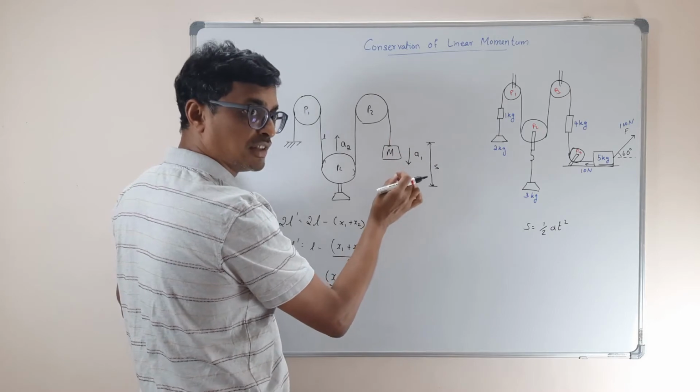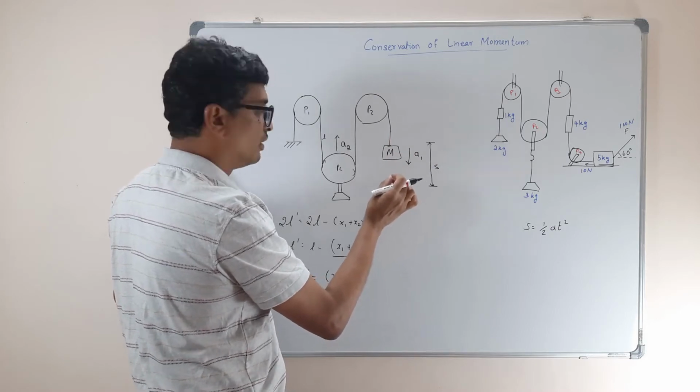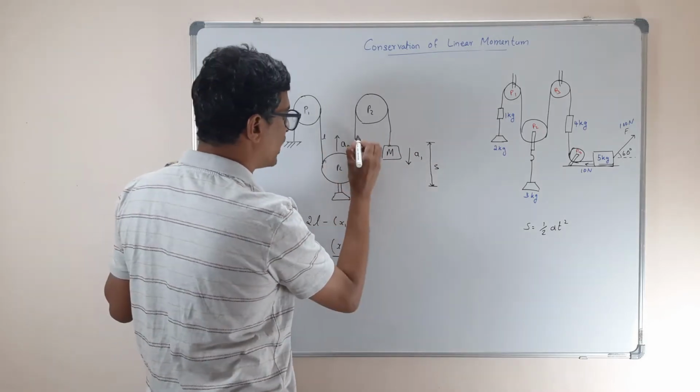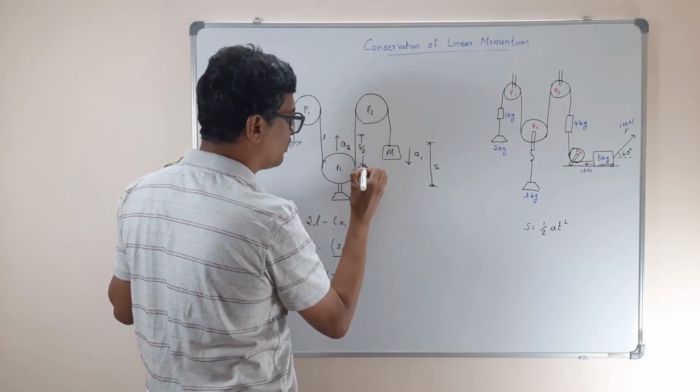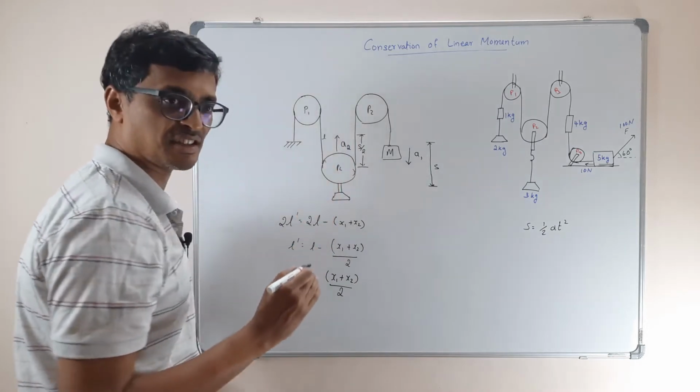Correct. How much? We just did. Okay, s by 2. Correct. So this will move up by a distance, in that case s by 2. During the same time, this has moved up by a distance s by 2.